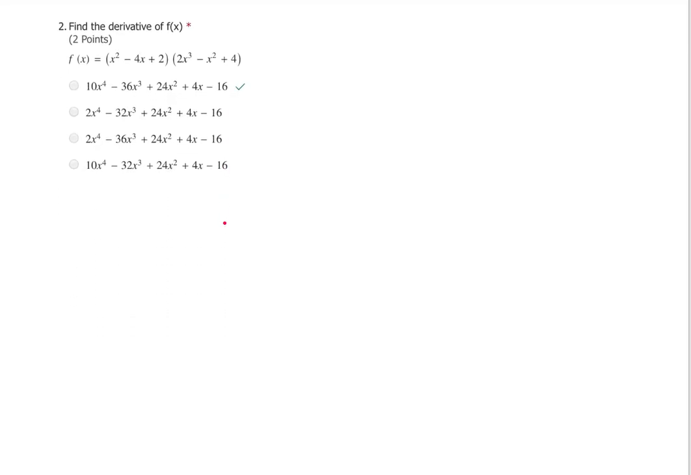On example number 2, we're asked to find the derivative of this function. So let me write that down. We got f of x, and our first term is going to be x squared minus 4x plus 2. And our second term is 2x cubed minus x squared plus 4. And we're asked to find the derivative of this using our product rule.